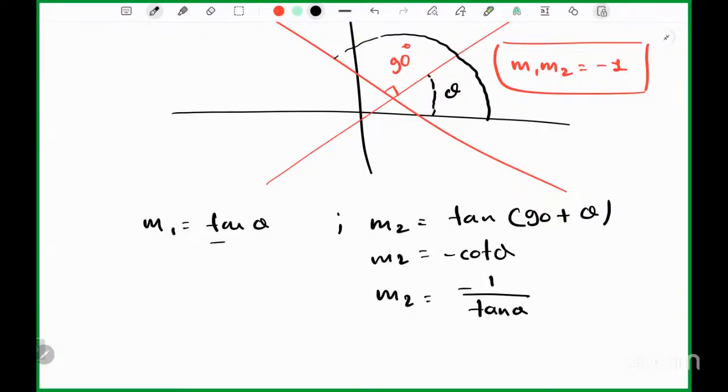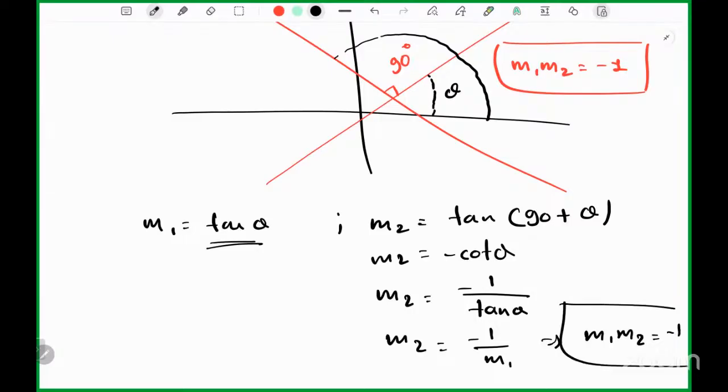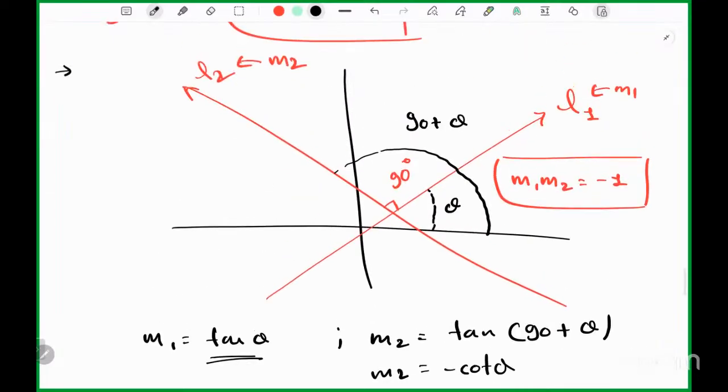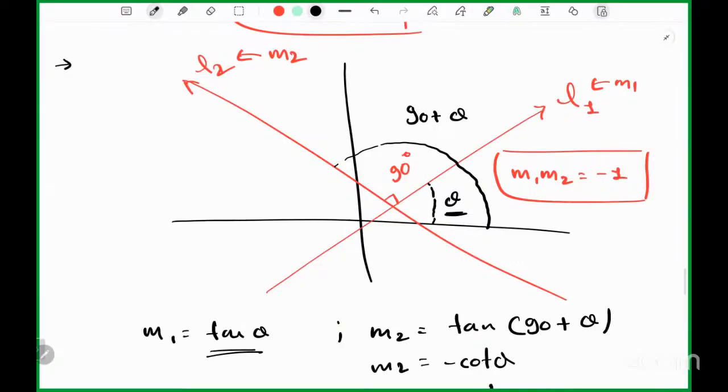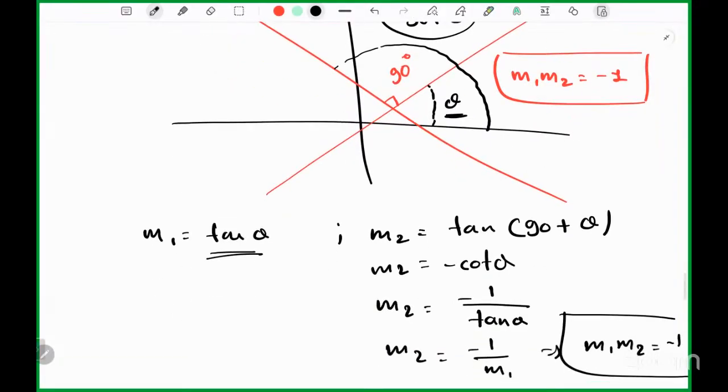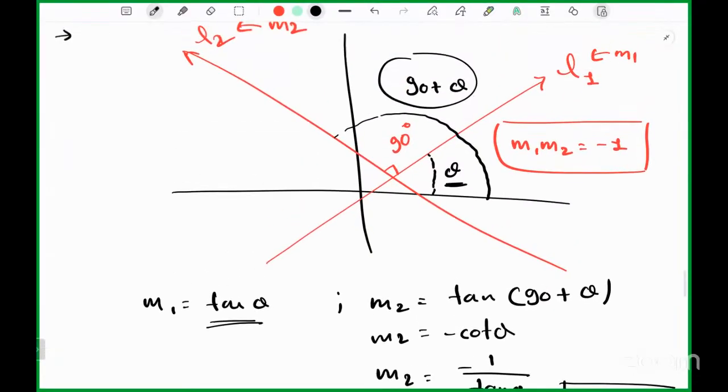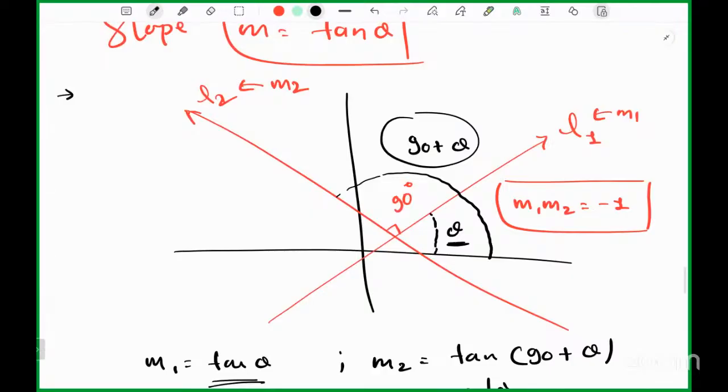And what is tan theta? Tan theta is m1 itself. So m2 is equal to minus 1 by m1. So that's why we are getting m1 into m2 is equal to minus 1. It's a simple proof. The reason behind this is, if one angle is theta, another angle will be 90 plus theta, and tan of 90 plus theta is nothing but minus cot theta. So if you have two lines intersecting at a 90-degree angle, then the relation between their slopes is m1 into m2 is equal to minus 1.